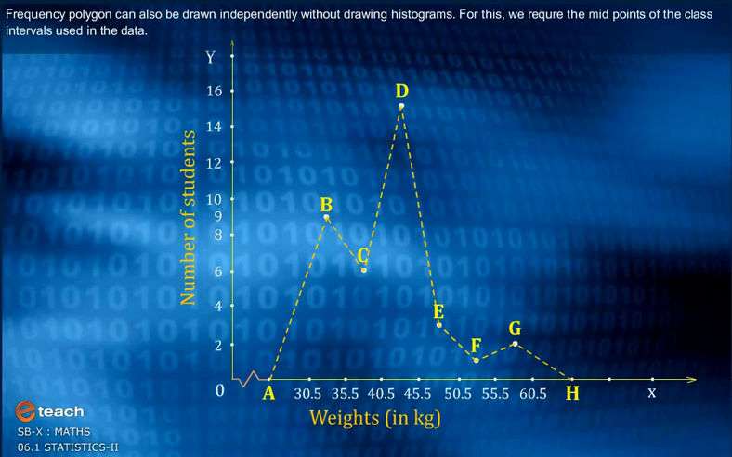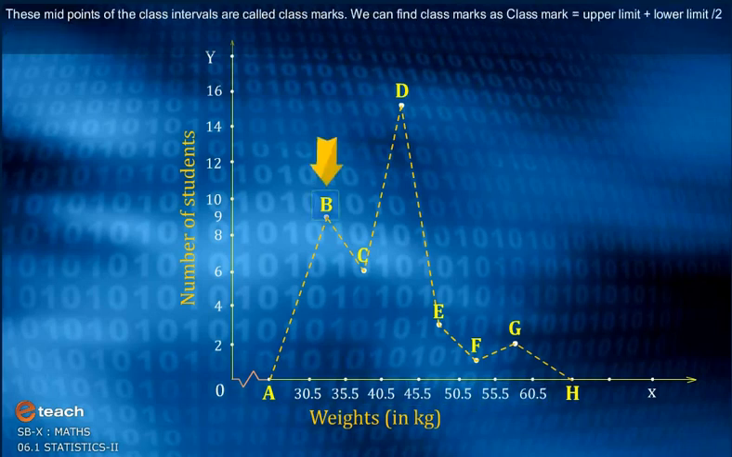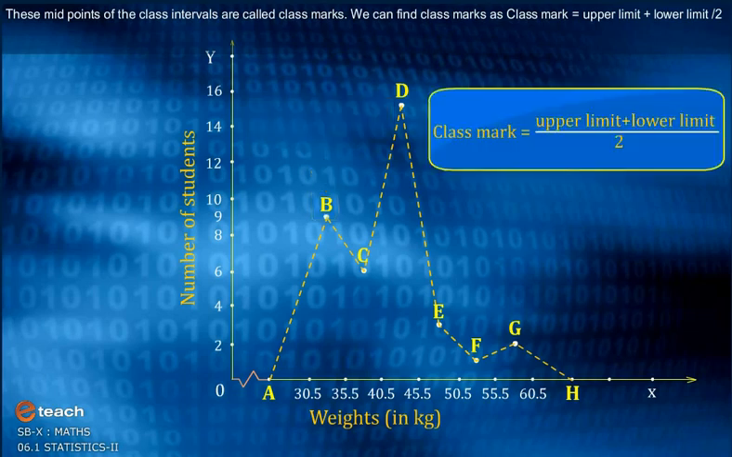A frequency polygon can also be drawn independently without drawing histograms. For this, we require the midpoints of the class intervals used in the data. These midpoints of the class intervals are called class marks. We can find class marks as: class mark is equal to (upper limit plus lower limit) divided by 2.